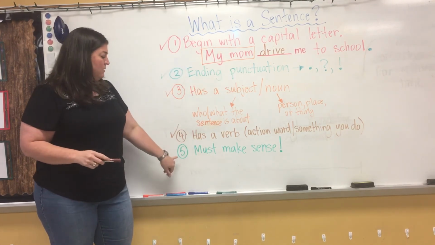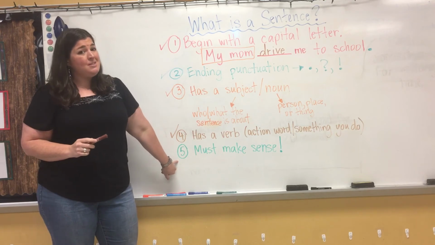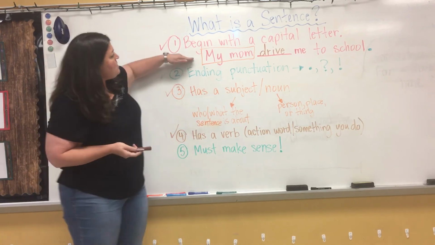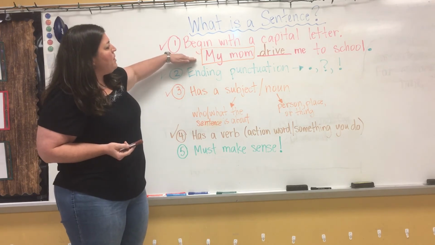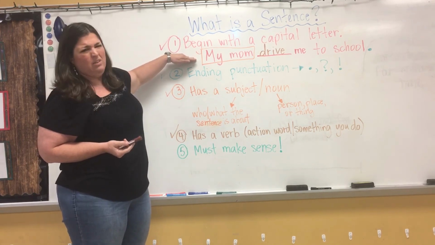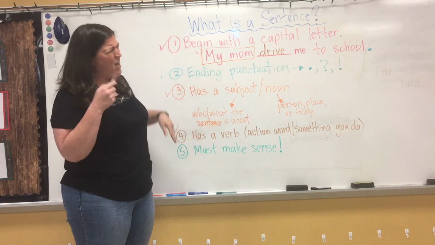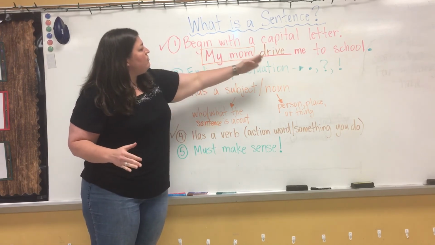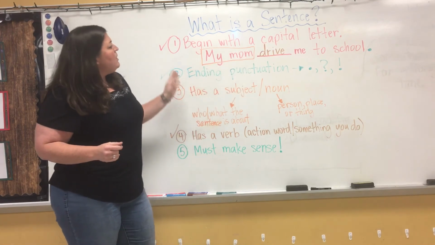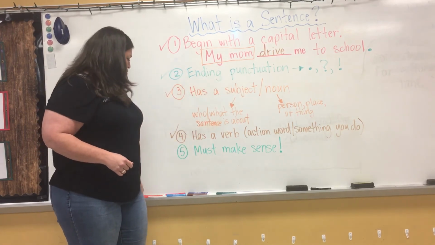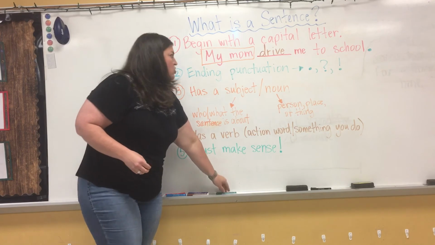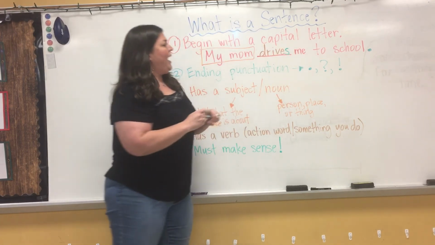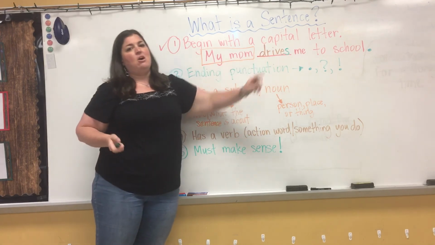But look here at number 5, your sentence must make sense. So if I read this sentence, my mom drive me to school. That doesn't make sense. It doesn't sound right. It has to have subject and verb. They have to agree. My mom drives me to school. So in order for my sentence to make sense, I have to put an S on the end of it.